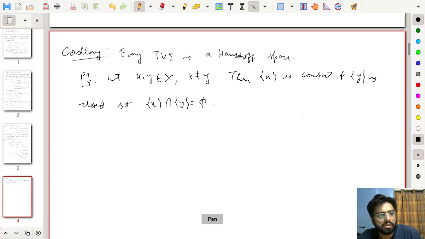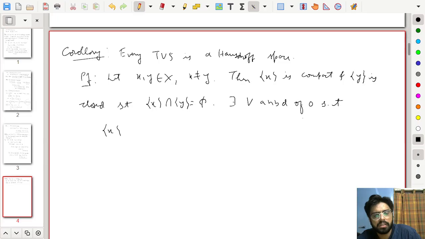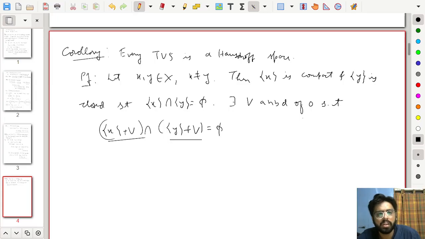So there exists V, a neighborhood of 0, such that singleton x plus V intersected with singleton y plus V is empty, right? So this is a neighborhood of x, this is a neighborhood of y, and we showed that we get a separation of singleton x and singleton y. So we can separate distinct points by disjoint open sets. So this shows that every TVS is a Hausdorff space.